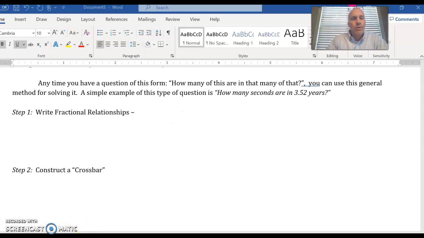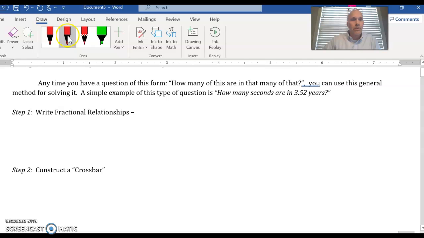The first step is to do what we call writing fractional relationships. What this is, is to write down, in fractional form, relationships that we know we're going to use in solving this problem. So if I look at this question, how many seconds are in 3.52 years? You know there's something between seconds and minutes, something between minutes and hours, and something between hours and days. What we're going to do is write these down first, and then arrange them. So for the first step, let me get my drawing tool.